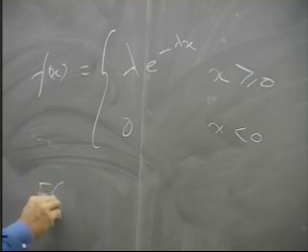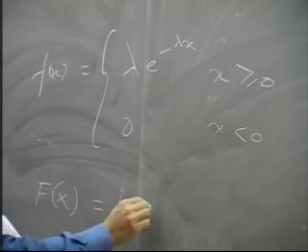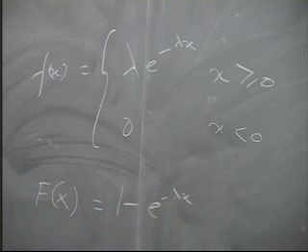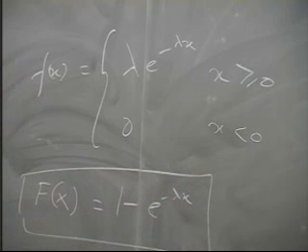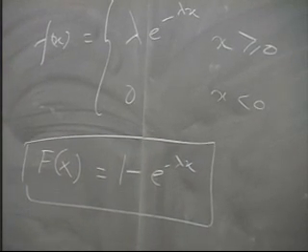And clearly from here we can see that the cumulative distribution function F(x) is going to be given by 1 minus e to the minus lambda x. That's just the integral of the density from minus infinity to x. And this, in fact, is the one that we normally use. The density function is not particularly useful. This one is quite useful.